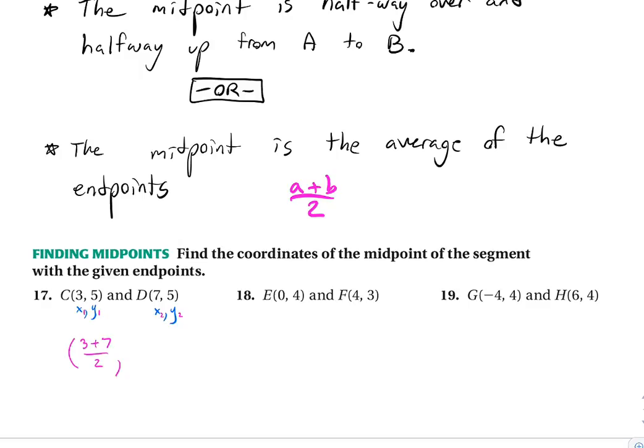And (y1 + y2)/2. So that becomes 10 over 2, comma, 10 over 2. So the midpoint is at (5, 5).